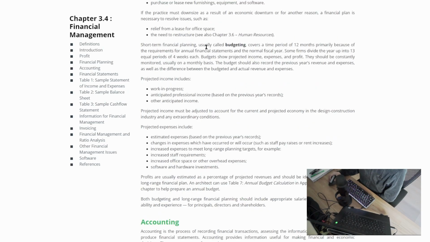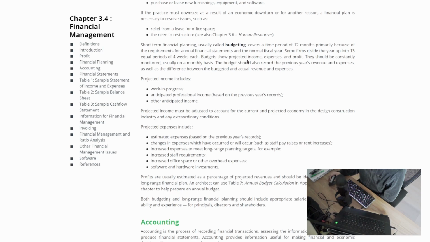Short-term financial planning, usually called budgeting, covers a time period of 12 months primarily because of the requirements for annual financial statements in the normal fiscal year. Some firms divide the year up into 13 equal periods of 4 weeks each.